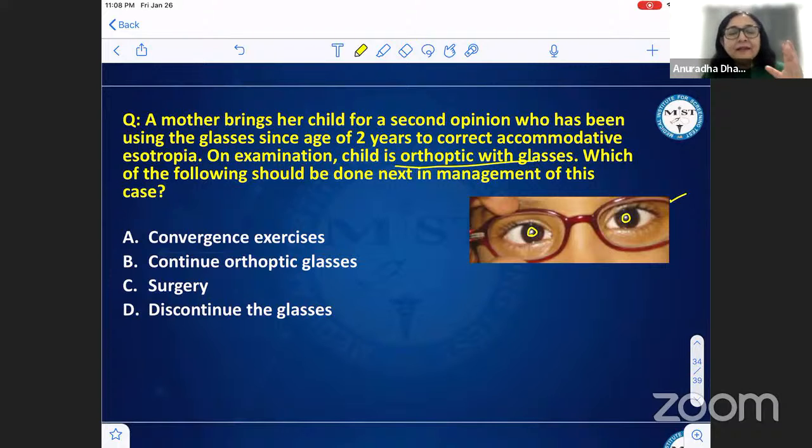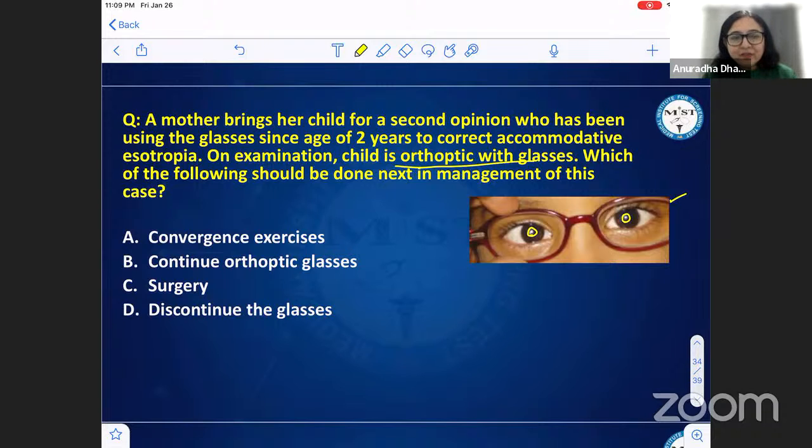Okay, and if the squint is not getting controlled by the glasses also, then you can add exercises or you may go for surgery after certain years. So it all depends upon the age group of the child being examined, whether it is an accommodative refractive type of squint or non-refractive, and what is the status of the esotropia without the glasses. So here it's a little tricky question.